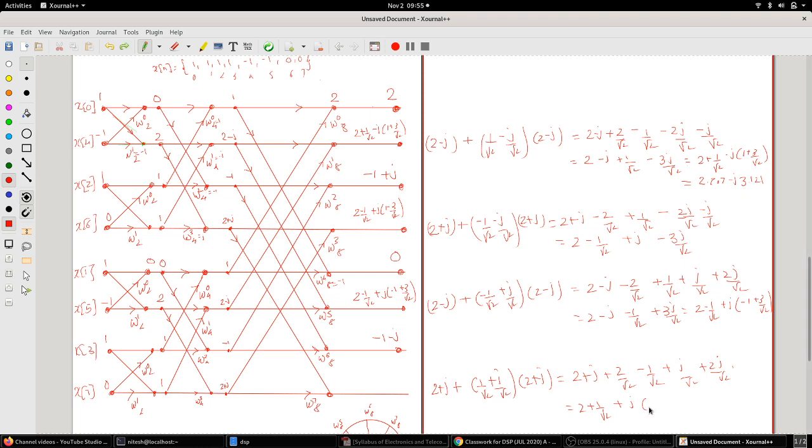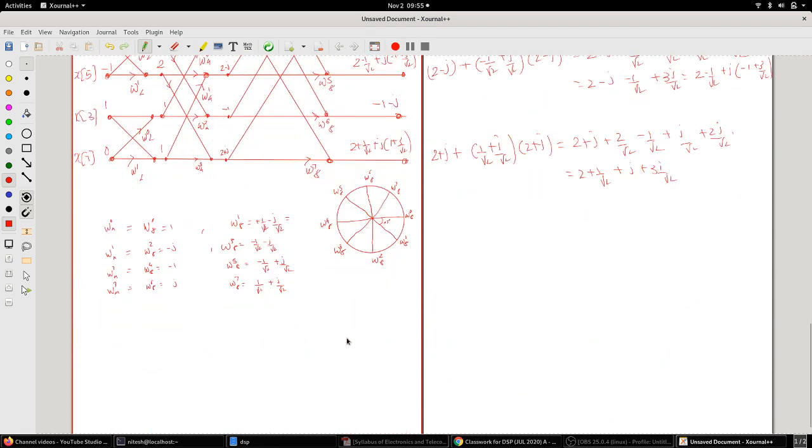plus 3j upon root 2. So this is like 2 plus 1 upon root 2 plus j into 1 plus 3 upon root 2. This is what you get the answer as. So these values are your x of 0, okay, x of 1, x of 2, x of 3, 4, 5, 6 and 7. So this is your output for an 8-point DFT.